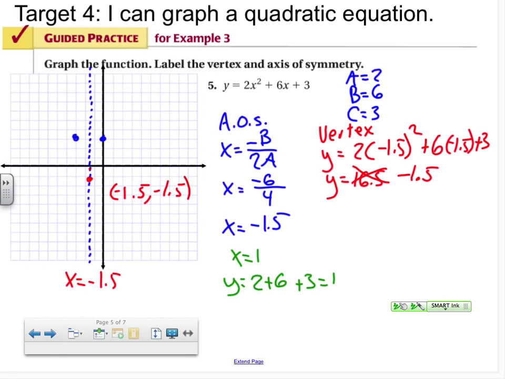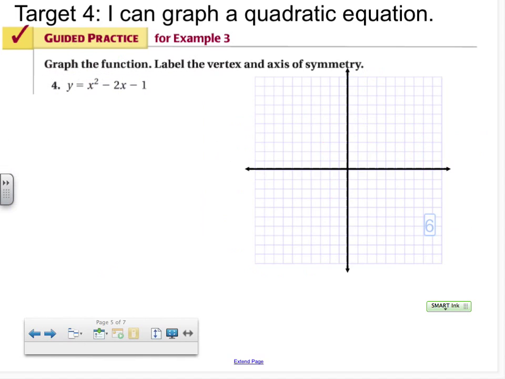But anyway, that gives me at x equals 1, y equals 11. That's right there. Reflect to get another point. And then we can kind of play connect the dots. And there is our vertex and our parabola. All right, try this one.